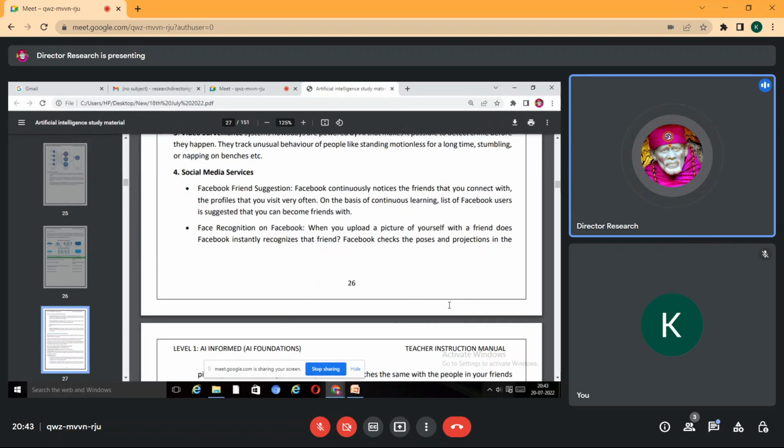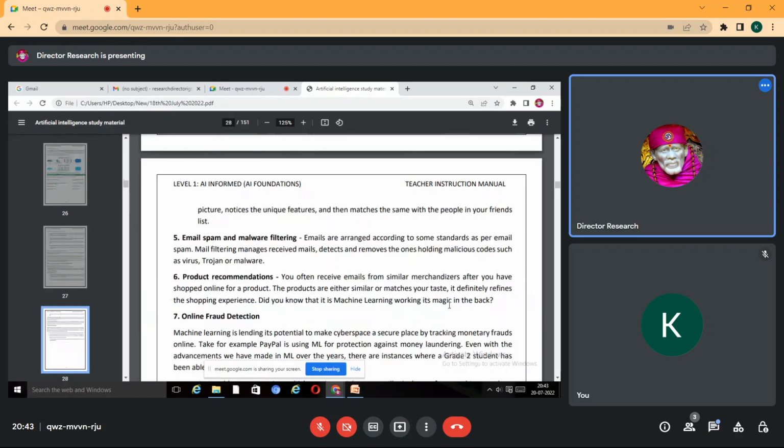When you upload a picture of yourself with a friend, does Facebook instantly recognize your friend? Facebook checks the poses and projections in the picture. Email spam and malware filtering: emails are arranged according to some standards. Product recommendations: you often receive emails from similar merchants after you have shopped for a product online. That is product recommendation. Online fraud detection.